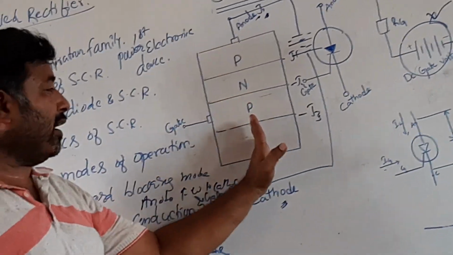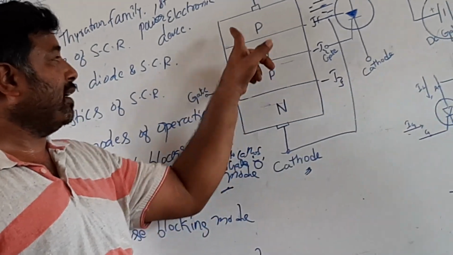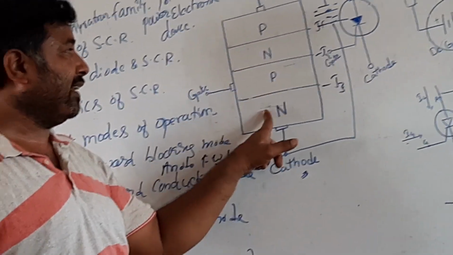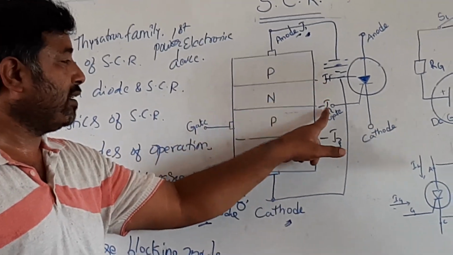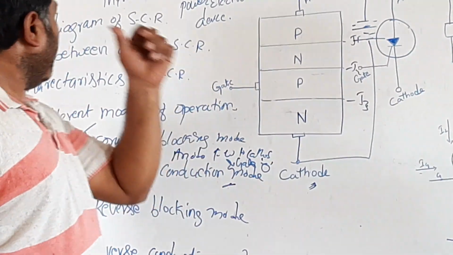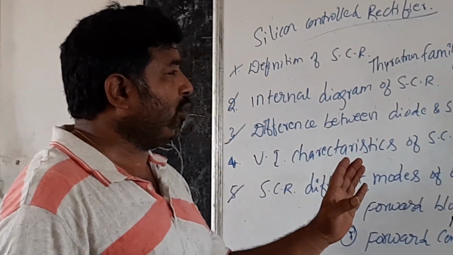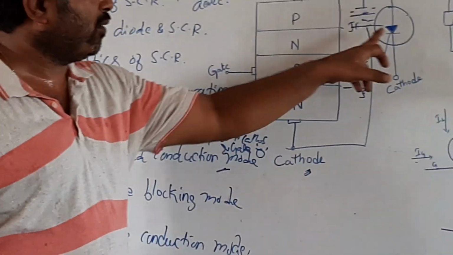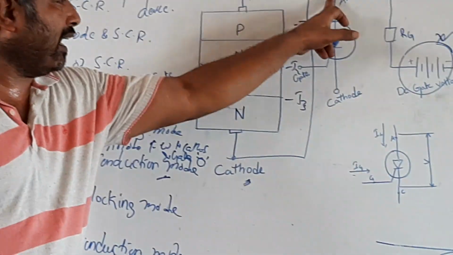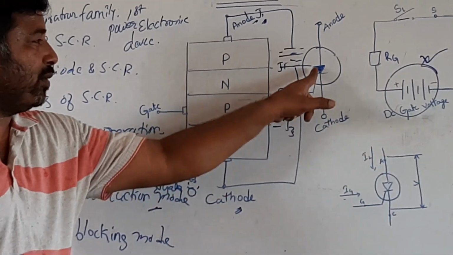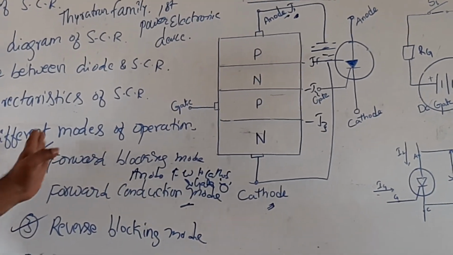This is the internal diagram of an SCR. Two PN junctions are connected like this. Here we have four layers, PNPN, and three junctions: junction 1, junction 2, junction 3. How is it supposed to be working? Before discussing this, we have to know the symbolic representation of an SCR. We have anode, cathode, and in addition one more terminal called gate.